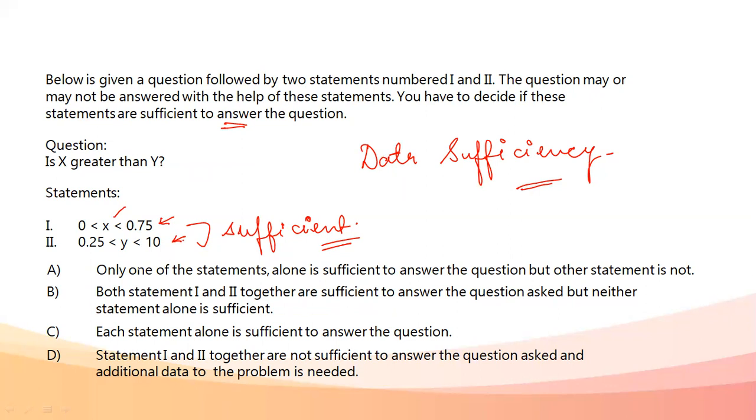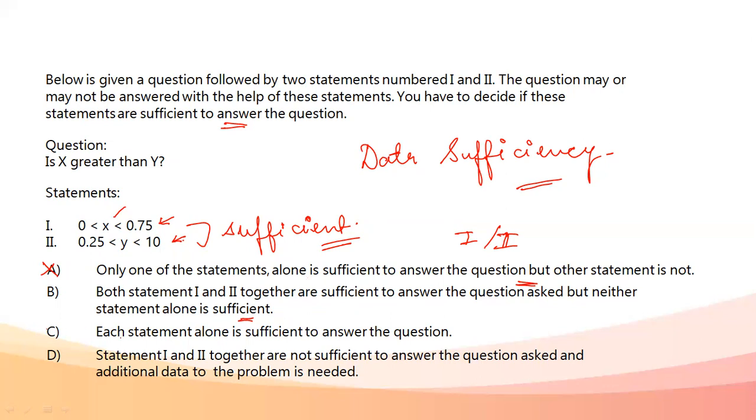Let's look at the options. Option A is only one of the statements alone is sufficient to answer the question, but the other statement is not. This means either one alone gives me the answer. This is not the case. I need to have some combination, so A cannot be my answer. Option B is both statements 1 and 2 together are sufficient to answer the question, but neither statement alone. This is what I have been saying. Alone, I cannot get the answer. I need to do the combination.